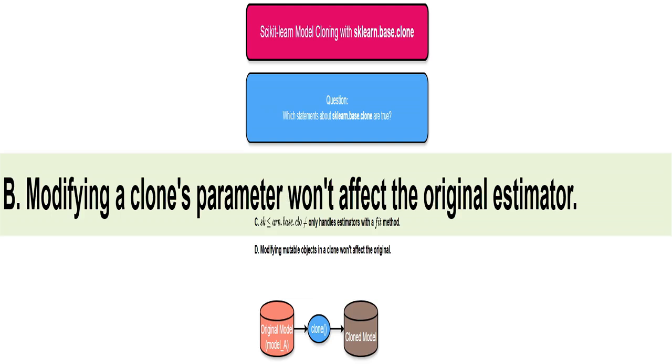Statement A claims that sklearn.base.clone always makes a deep copy, resulting in total independence between the original model and its clone. We'll need to examine if this is always true, particularly when dealing with complex data structures.